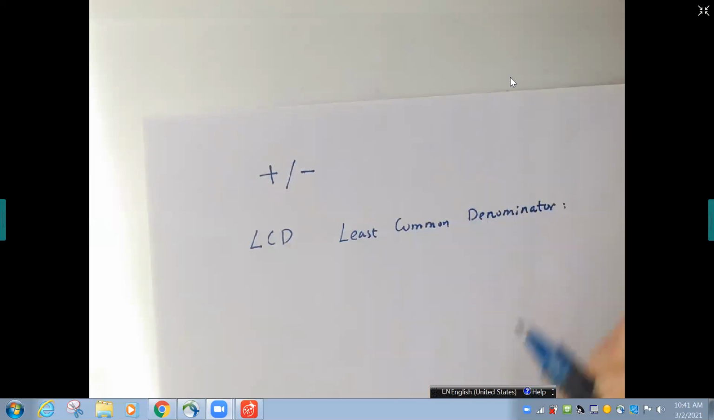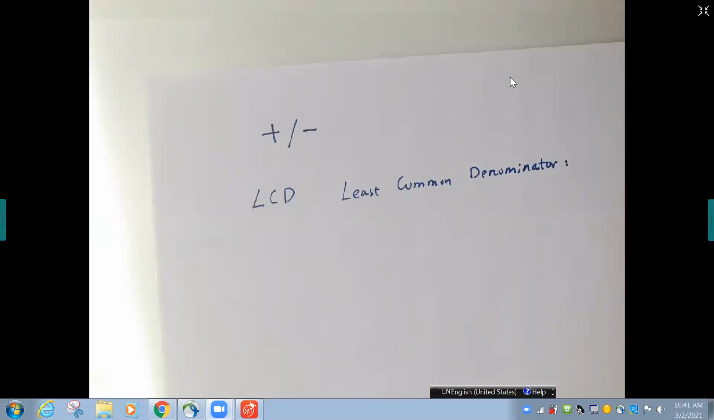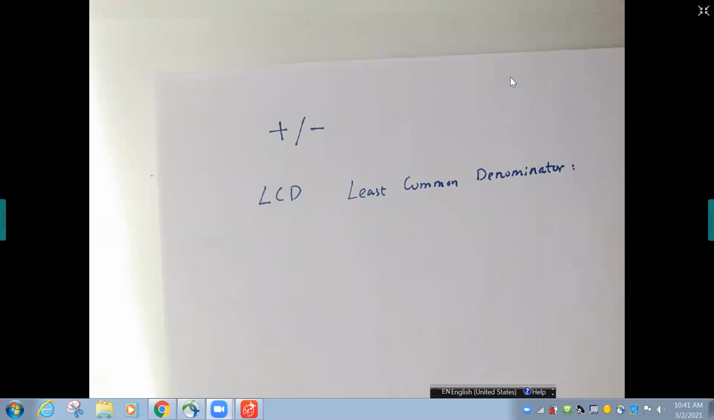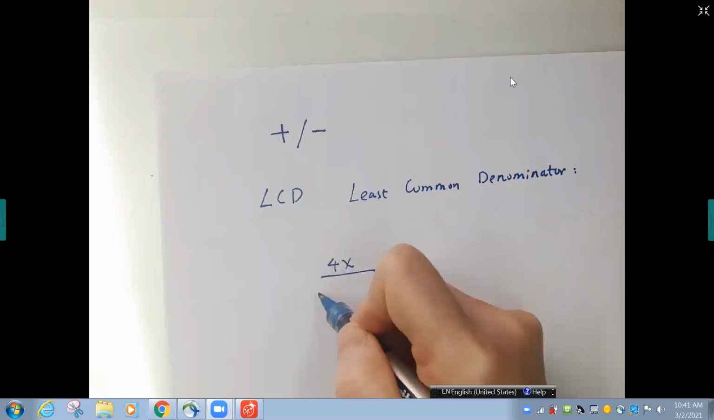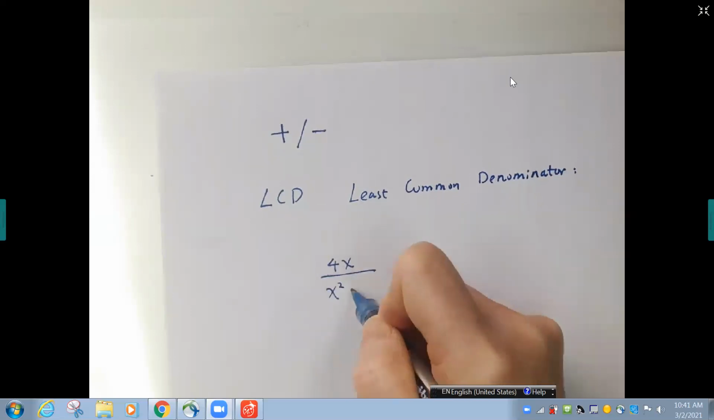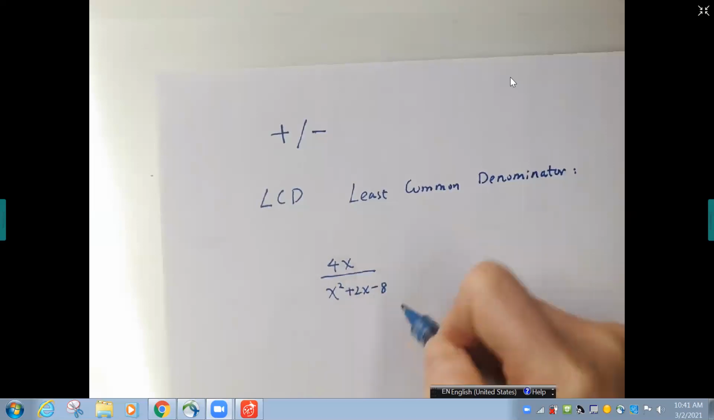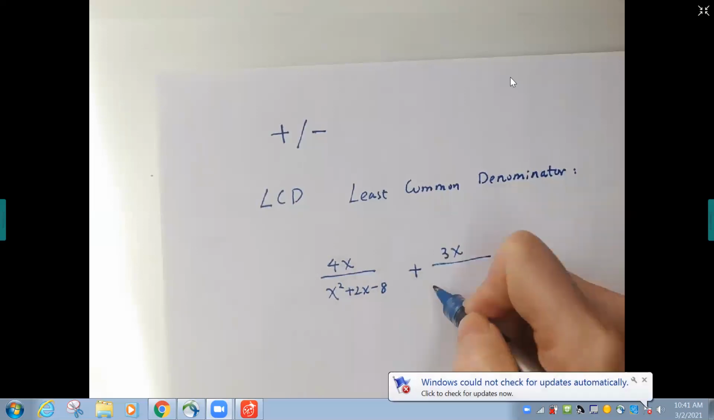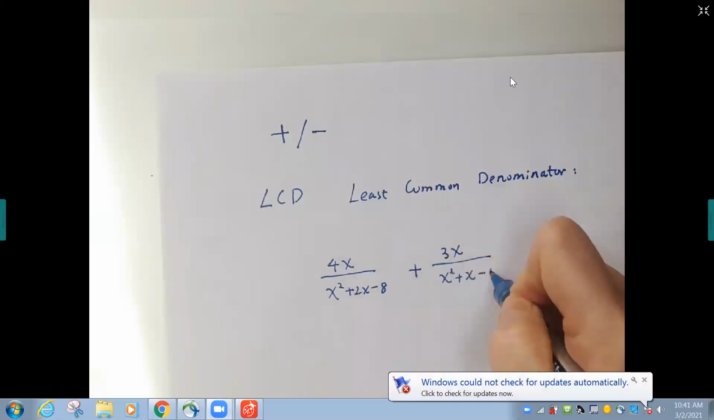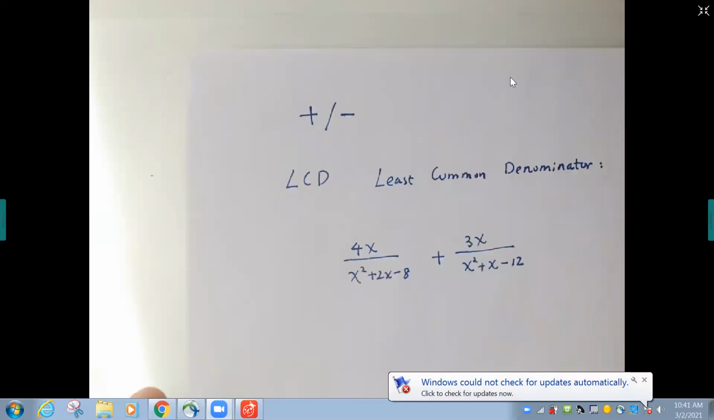First, for example, what I want to add or subtract are those two: 4x over x squared plus 2x minus 8, and I'm adding 3x over x squared plus x minus 12. This is a typical problem we might see in section 7.3. How can we add those two rational expressions? We cannot do this now.